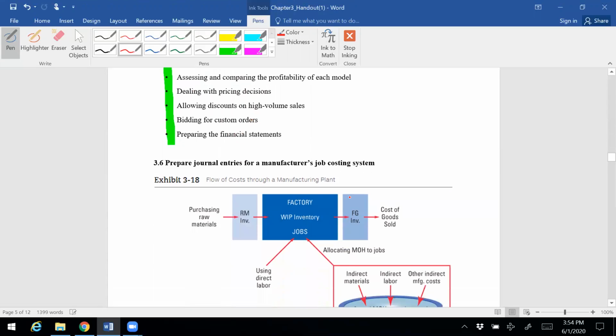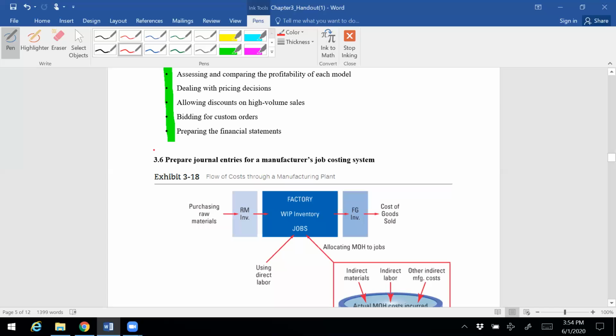Now we go to the second real meat of this chapter, right? I said learning objective 3.3 is the first important thing, and then learning objective 3.6 is the next important thing, journal entry. You definitely will have questions from this part.